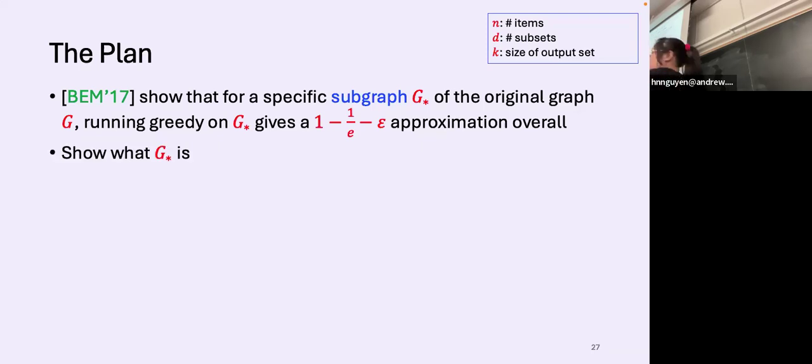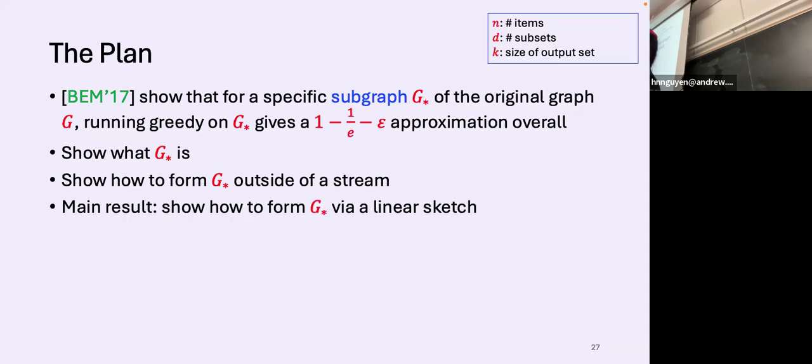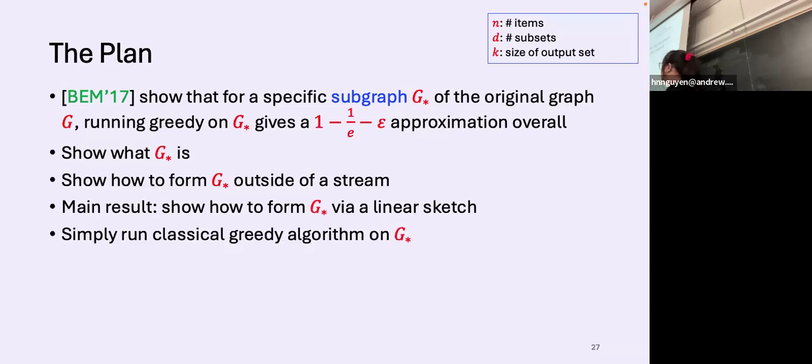And so first we're going to show what G star is, right? Forming G star, when you have direct access to A in memory, is sort of trivial, but we're going to do it in such a way that will make it easier to translate to a linear sketch. So I'm going to show how to do that outside of the stream. And then we're just going to show how to form G star via a linear sketch. And that will be sort of the end, right? We just run the classical greedy algorithm on there and then we're good.